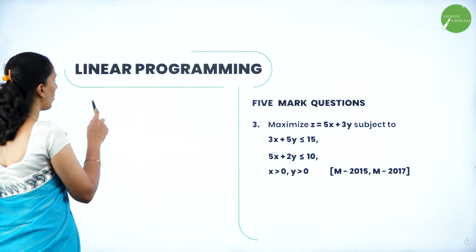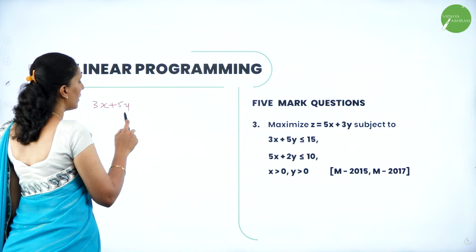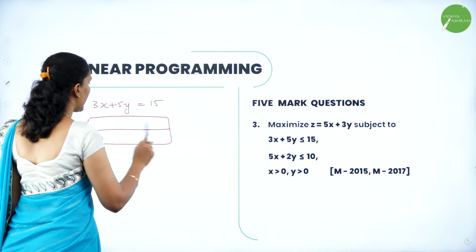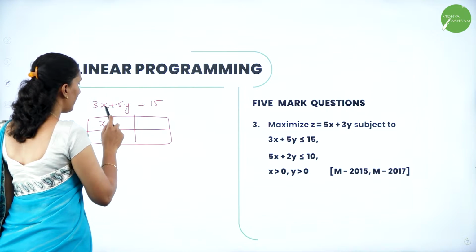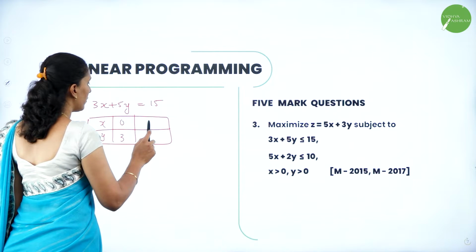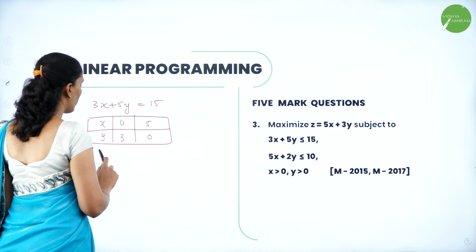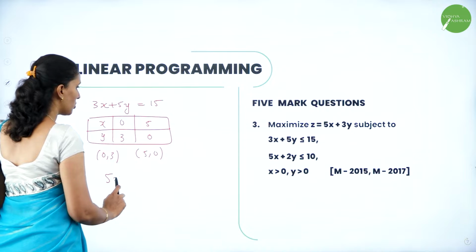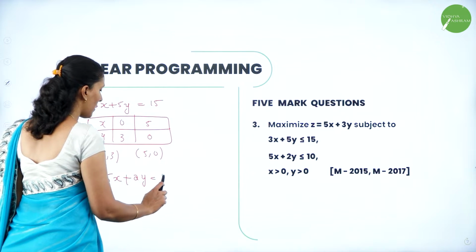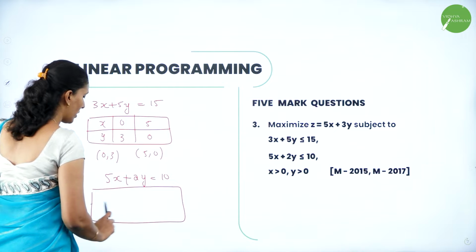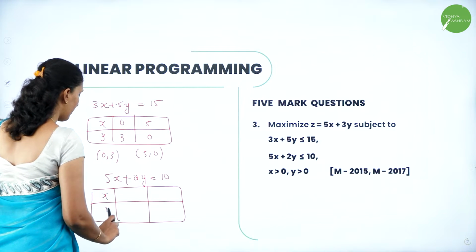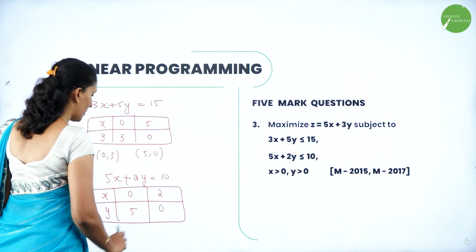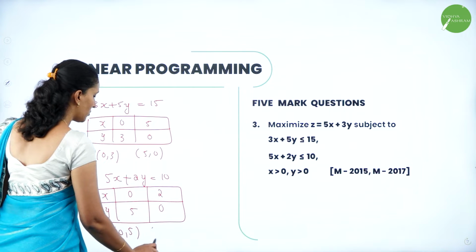First, let us solve 3x plus 5y. Instead of less than or equal to, I will take 15 equal to 15. Let me find the coordinates in terms of x and y. If x is 0, y is 3. If y is 0, x is 5. Therefore, the coordinates are (0, 3) and (5, 0). Next, for the second equation, 5x plus 2y is equal to 10. Let us find the coordinates x and y. If x is 0, y is 5. If y is 0, x is 2. Therefore, the points are (0, 5) and (2, 0).